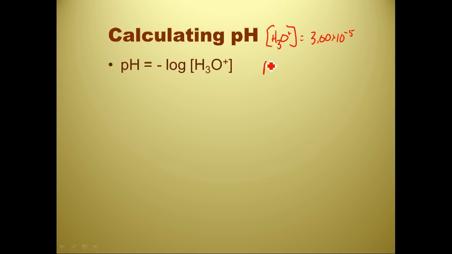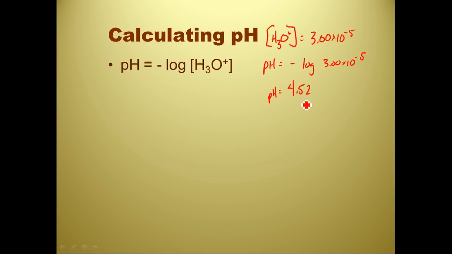If you want to figure out what the pH of it is, we take the negative log of 3.00 times 10 to the negative 5th. It's that simple. Punch that into your calculator. On my calculator, I punched the negative button first, then the log button, then 3.00 EE negative 5, in parentheses, and I get an answer of 4.52. pH is equal to 4.52.